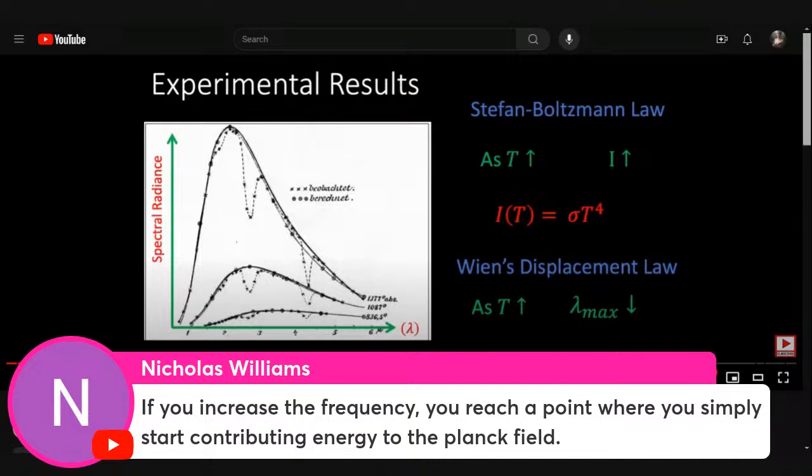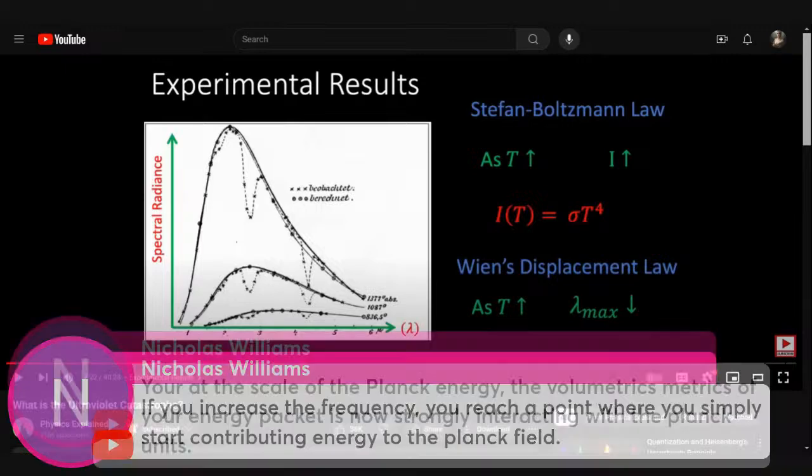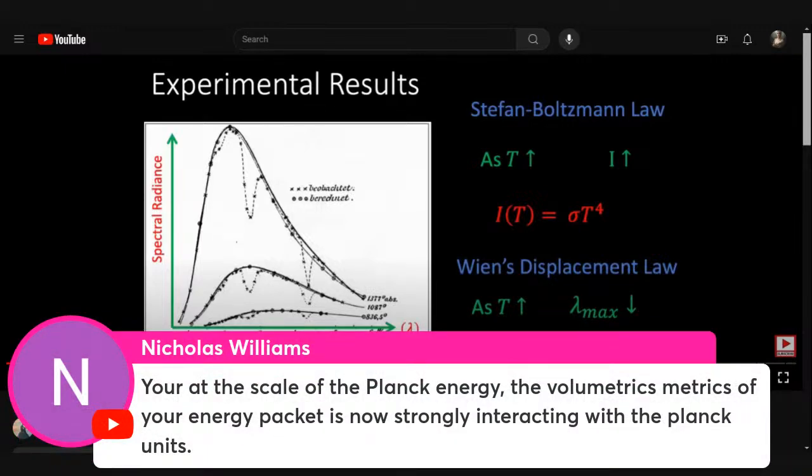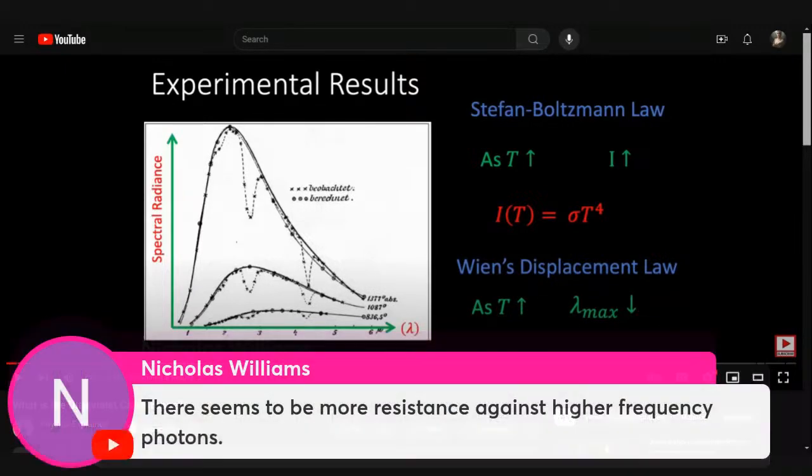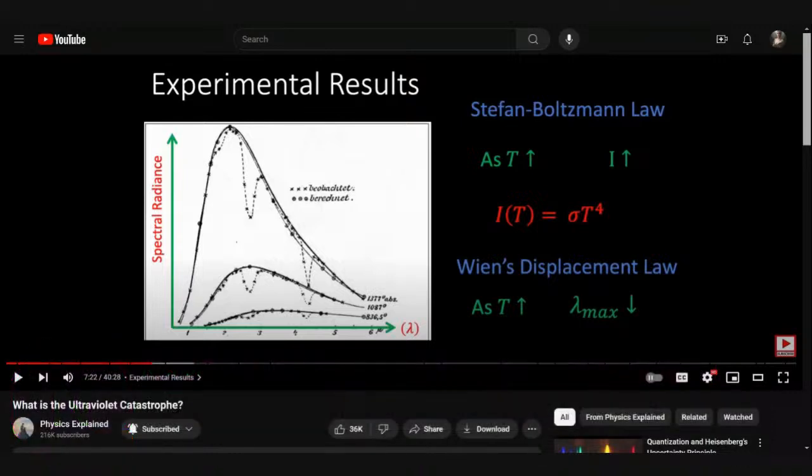Nicholas, this is your field of Planck. We're actually studying Planck's experiment. If you increase the frequency, you reach a point where you simply start contributing energy to the Planck field. I don't know what the Planck field is, Nicholas. I don't know anything. But I think you're watching, so you can join me if you want. Anyway, let's continue watching this video.